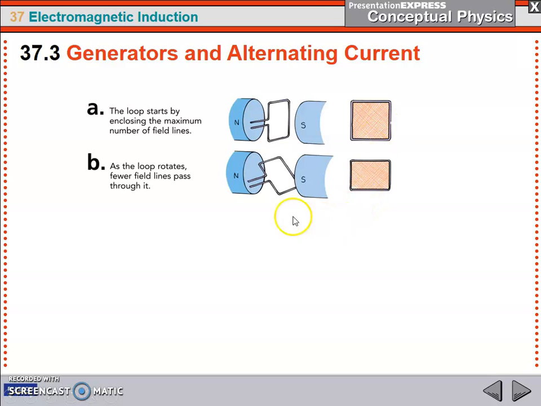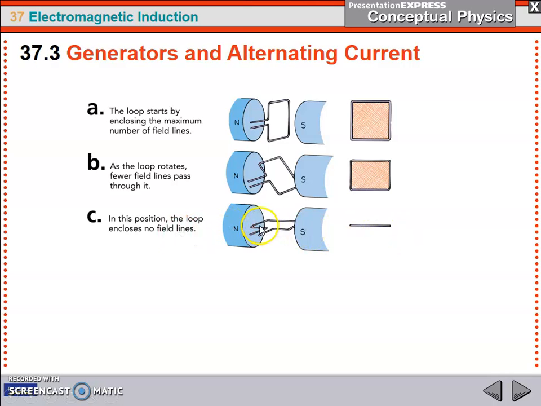And as you rotate it, the top is coming down, there's fewer field lines. So that top piece of wire is cutting across a bunch of field lines as it comes down. And then when it's completely across, there's no field lines going through it. So with no field lines going through it, for that brief instant, there is no voltage produced in the coil.